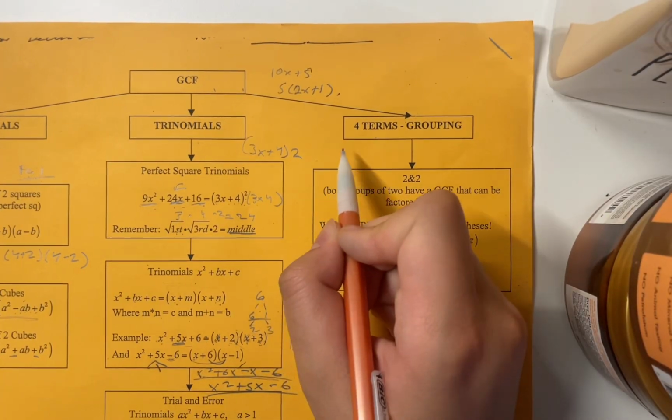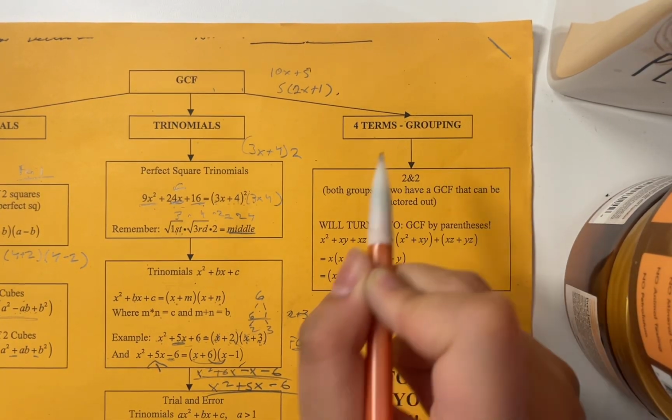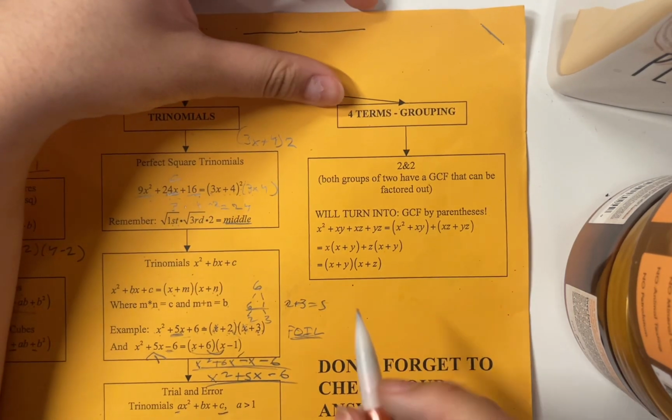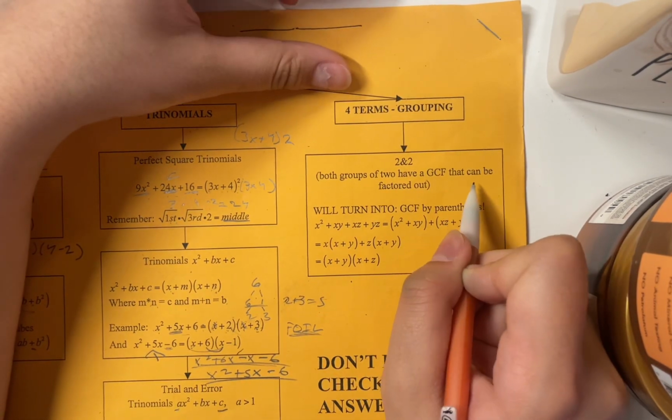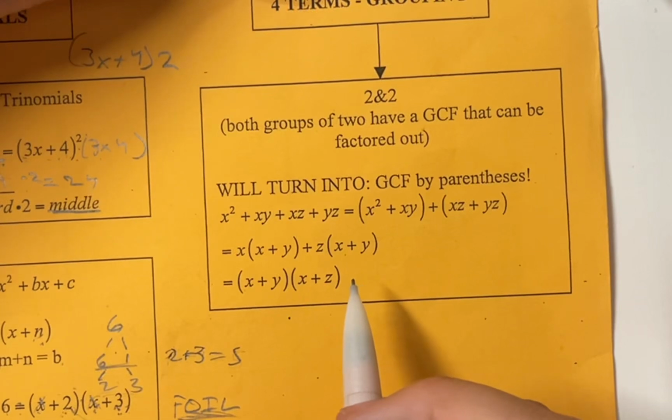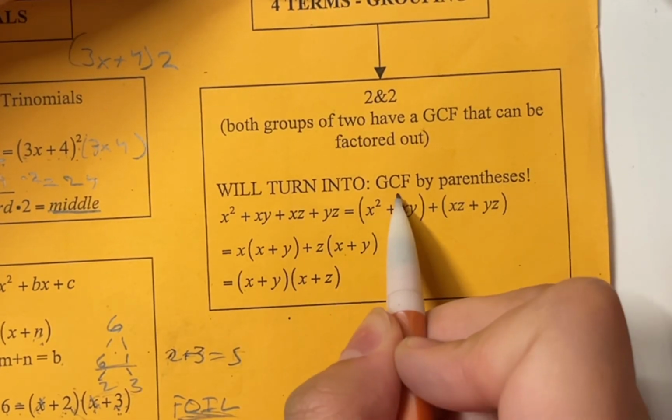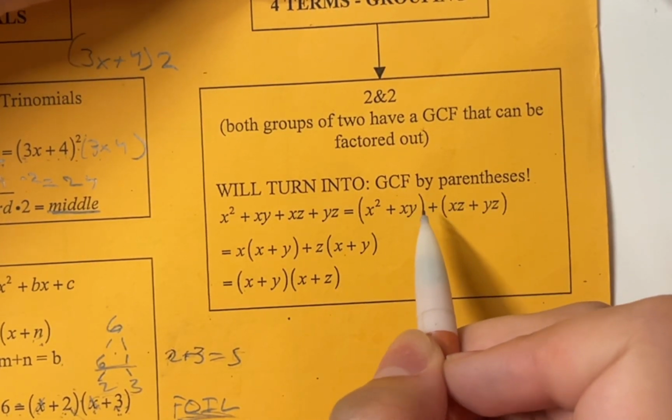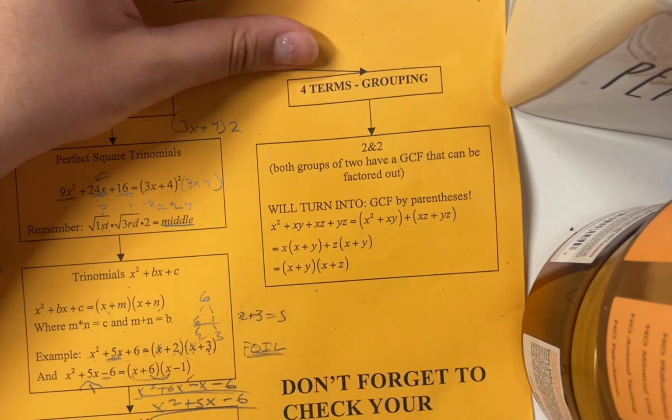Next up, we have our 4 terms and grouping. So both groups of 2 will have a greatest common factor that can be factored out. So it will turn into a greatest common factor by parentheses. This is your example down here.